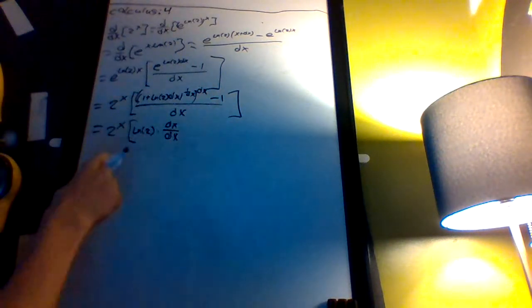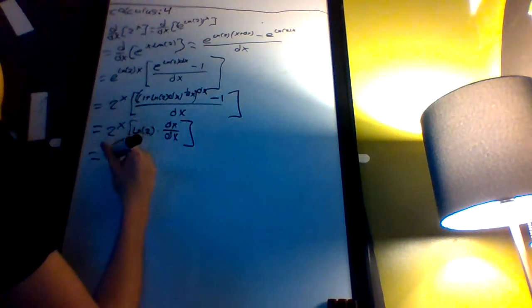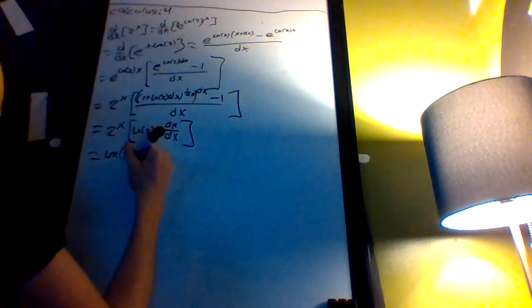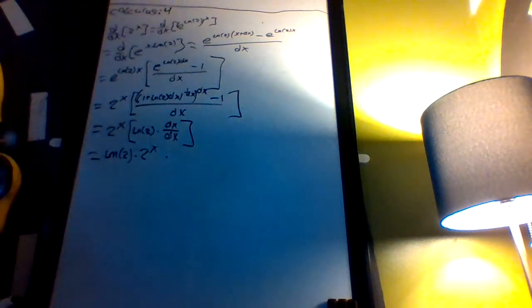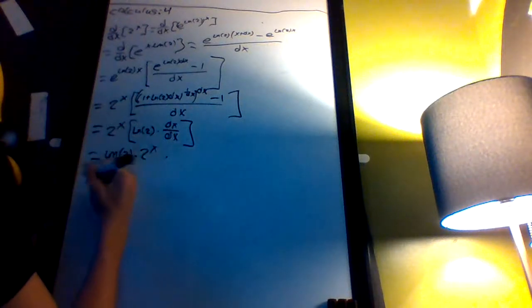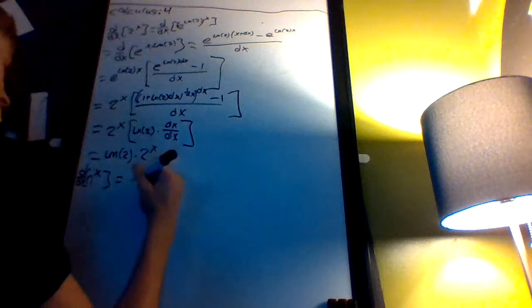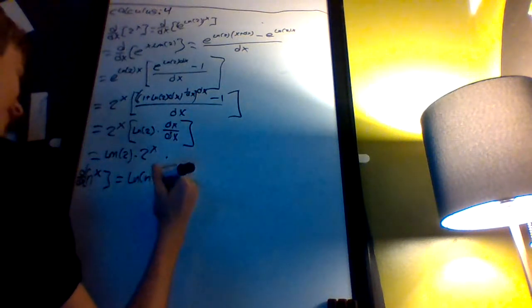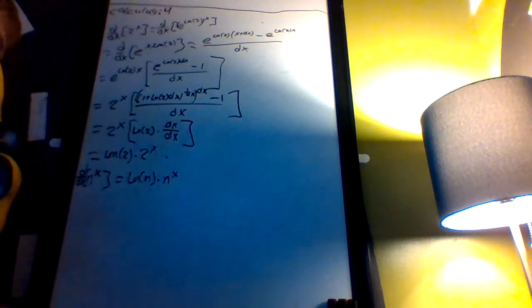Then you get this, which is then going to be natural log of 2 times 2 to the x. Turns out that for any n to the x, the derivative is the natural log of n times n to the x. Okay?